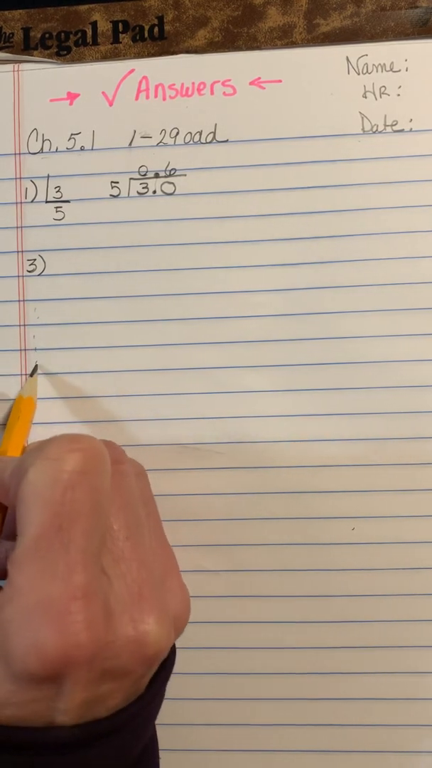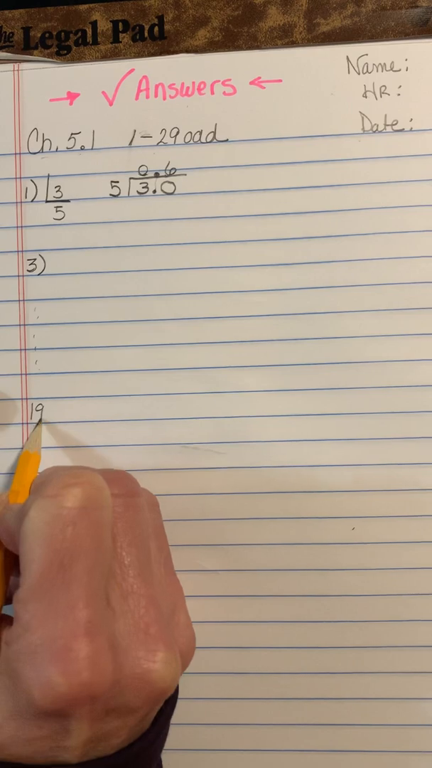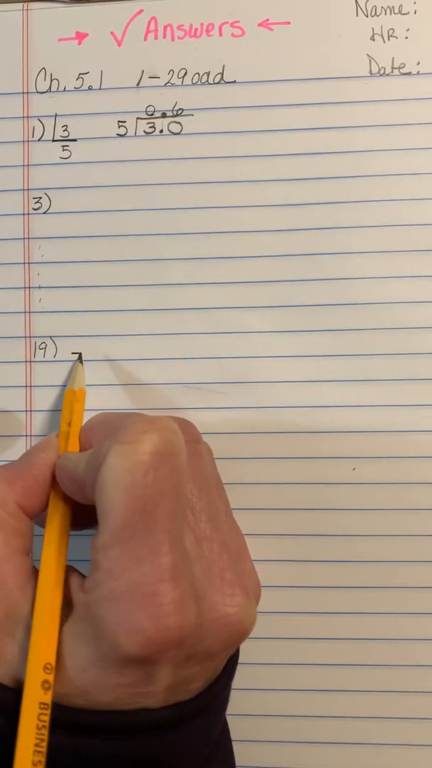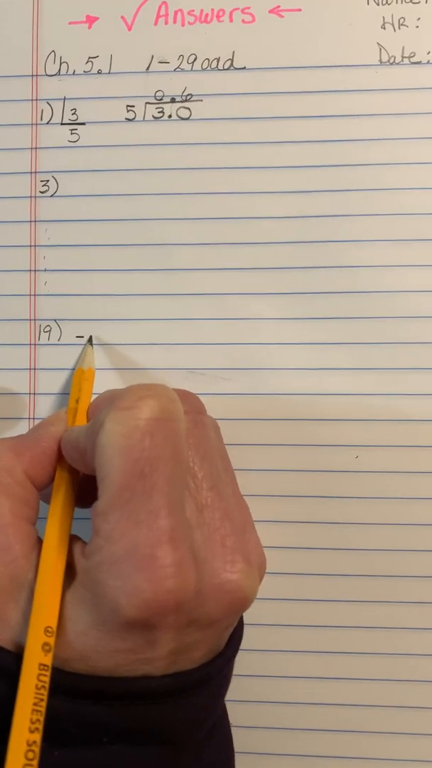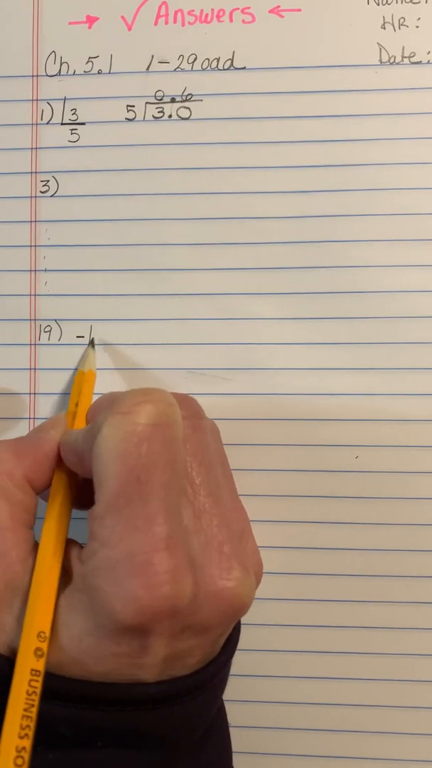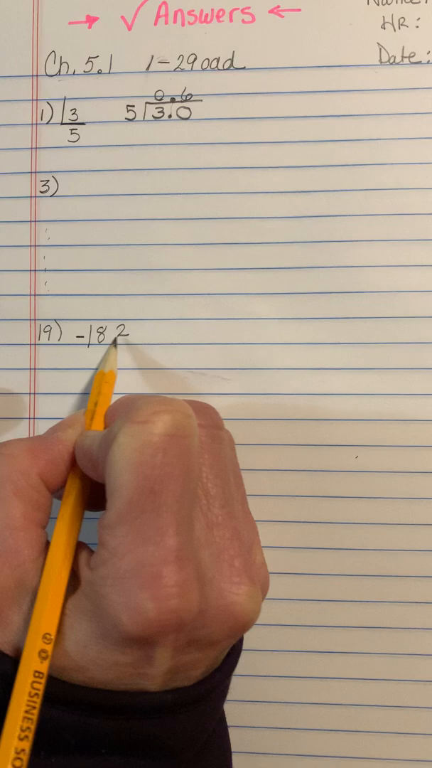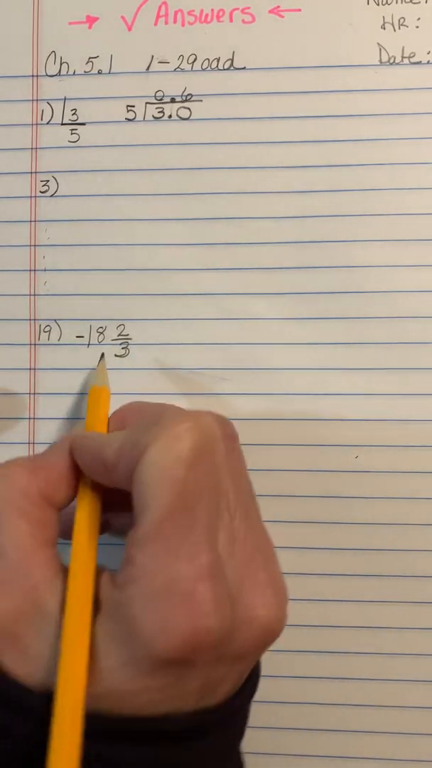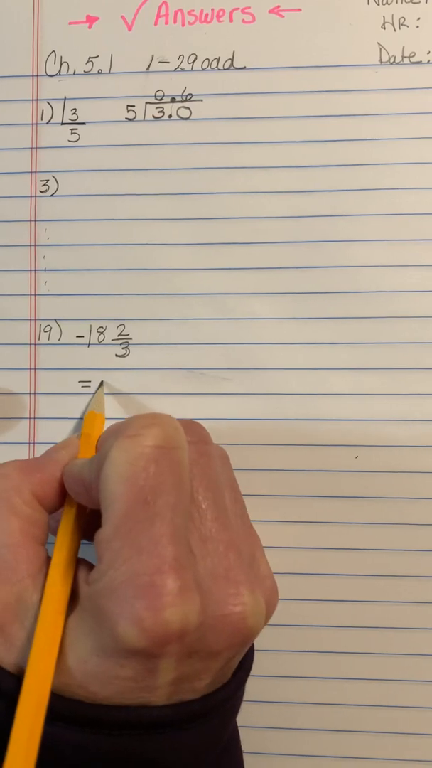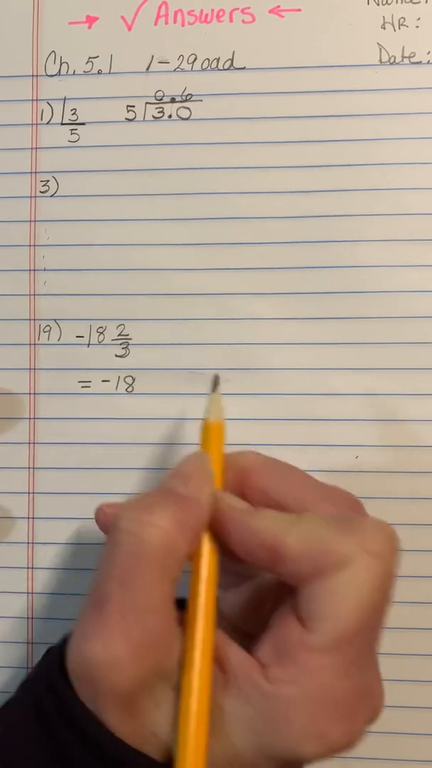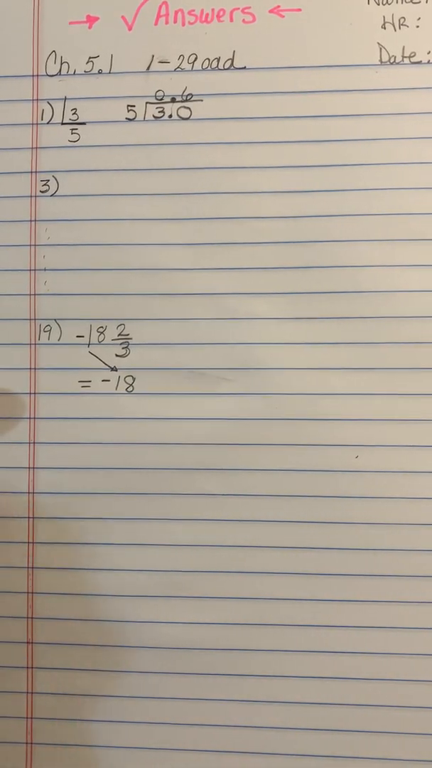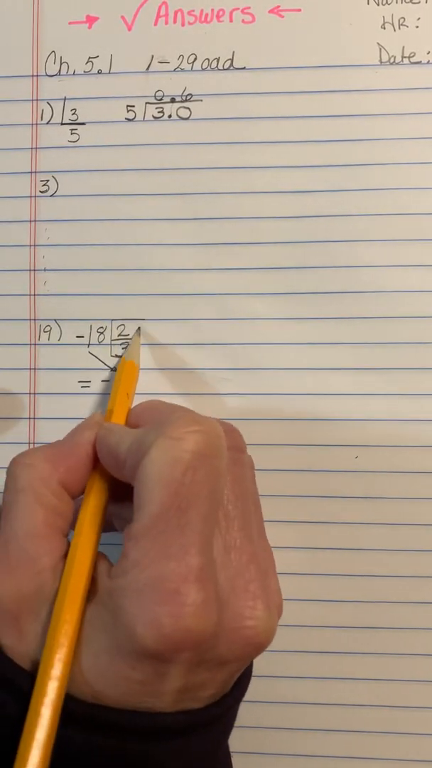So let's skip on down to 19. That's your last one you're going to work on. It's negative 18 and 2/3. So remember, when you're doing a problem like this, you could just drop down right here and write the negative 18 part right there. Just drop it down. You don't need to include it in the problem. You just need to work on the 2/3 part.